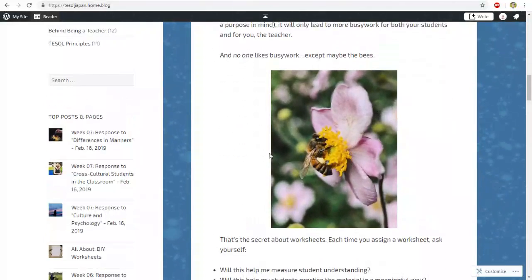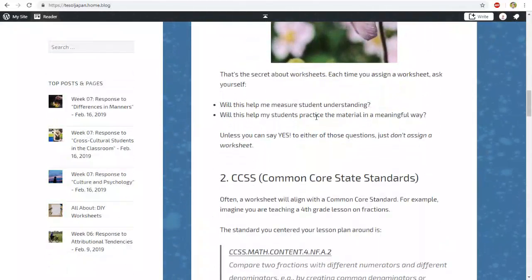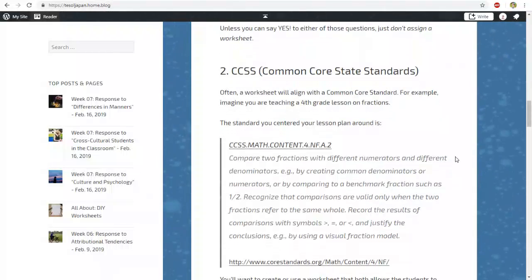And that keeps you out of busy work because no one likes busy work. And if you ask yourself these questions, will this help me measure student understanding? Will this help my students practice the material in a meaningful way? If you could say yes to both of those, great. If not, don't assign a worksheet. Find another way to fulfill those needs.